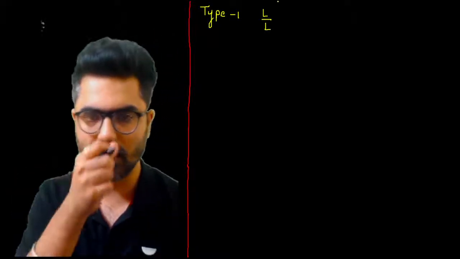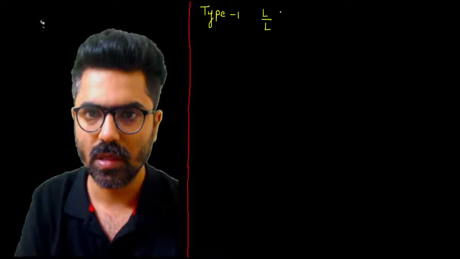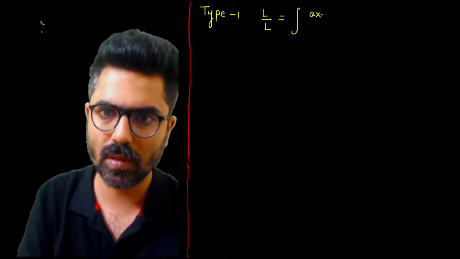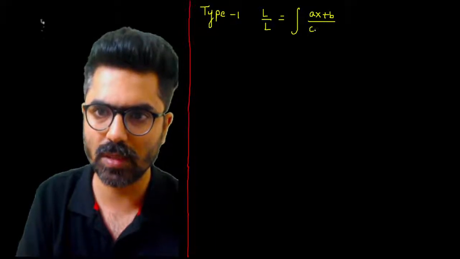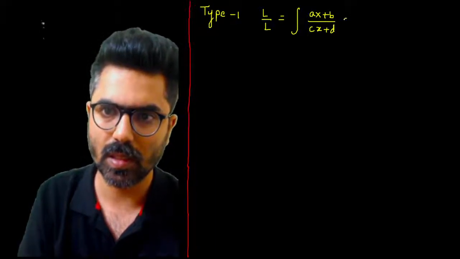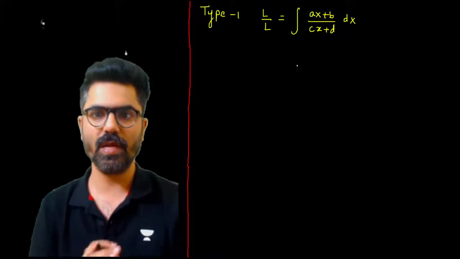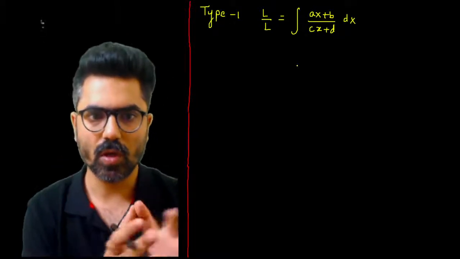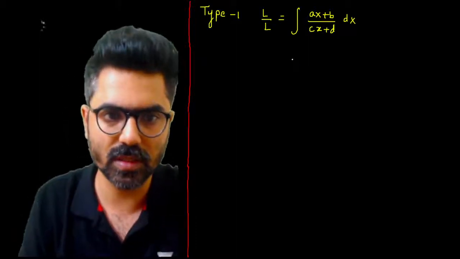In this also we'll discuss a few different types of questions. Linear by linear means integration of the type ax plus b upon cx plus d dx. This is a linear function, ax plus b upon cx plus d. We'll discuss how to approach these types of questions.